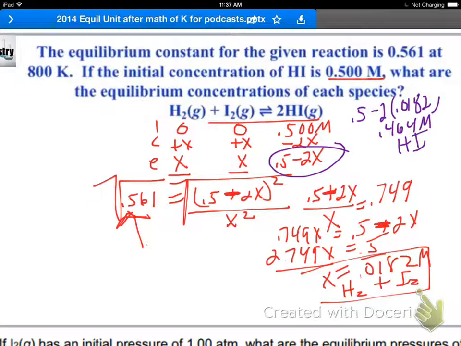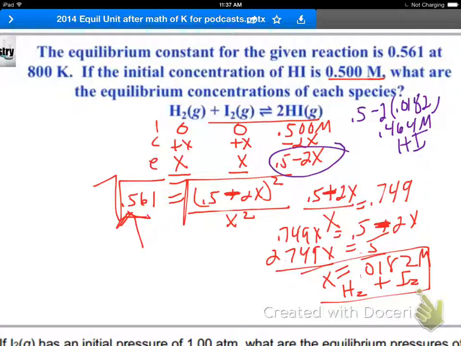Alright, let's take a look at the next problem. Okay, the equilibrium constant for a given reaction is 0.561. If the initial concentration is 0.5 molar, what are the equilibrium concentrations of each species? Alright, so we're going to start with the RICE table.